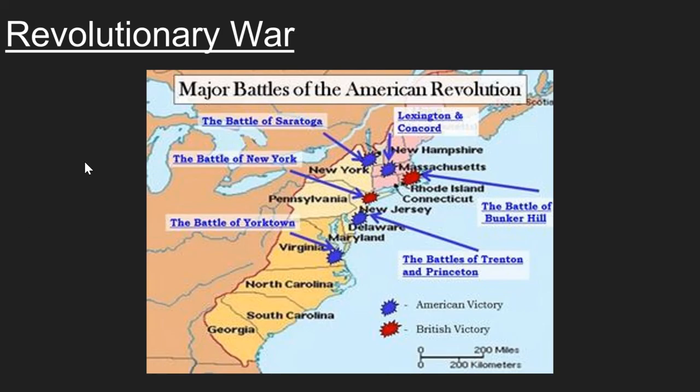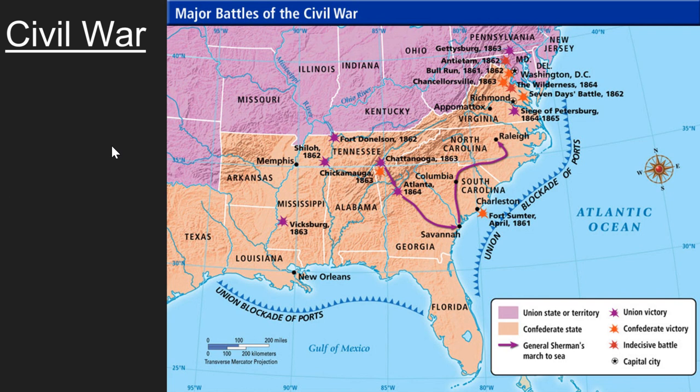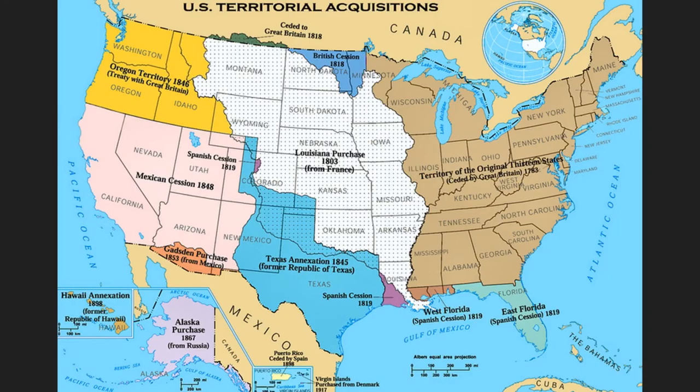I'm not going to spend a lot of time on this. You can press pause if you want to look at it. It's just the major battles of the American Revolution and where they were located. Then you have the Civil War lands here. The blue are the Union states, and the purple are the Southern Confederate states. Again, not going to spend a lot of time on this. These are some of the Civil War essential or significant battles. Press pause if you want to look at those for a little bit.